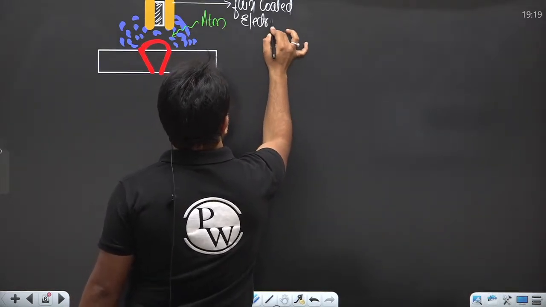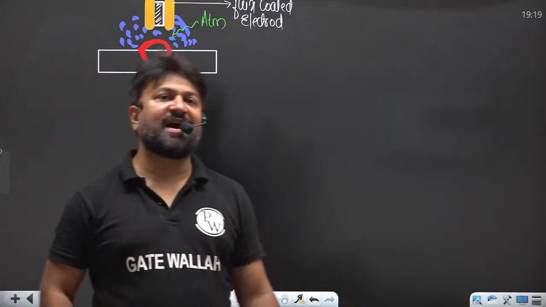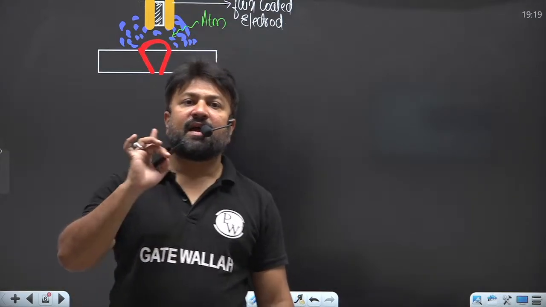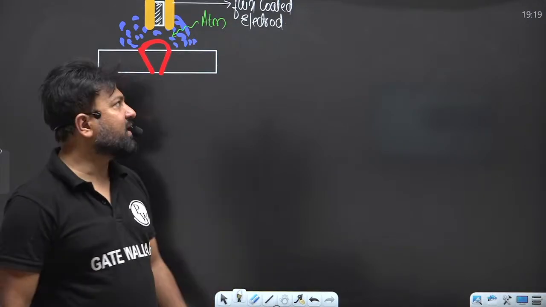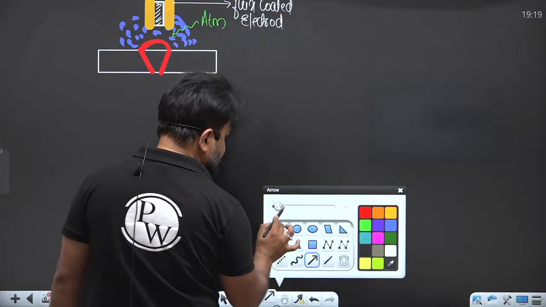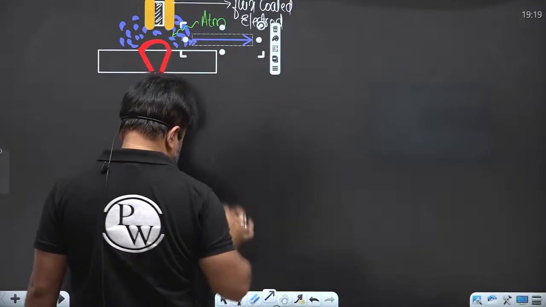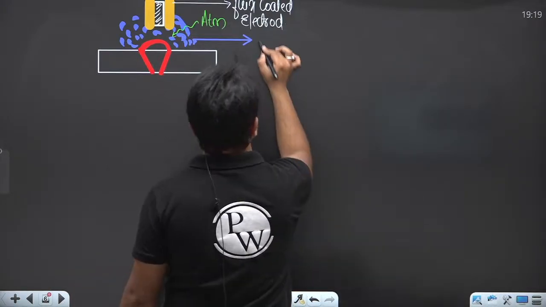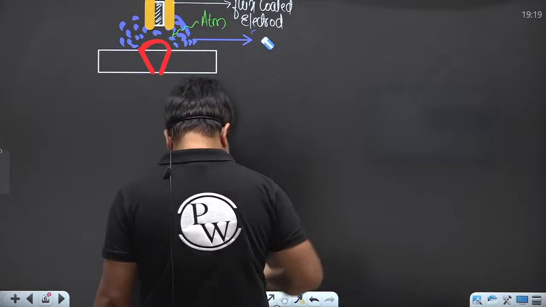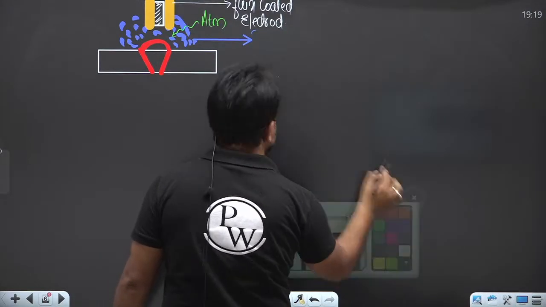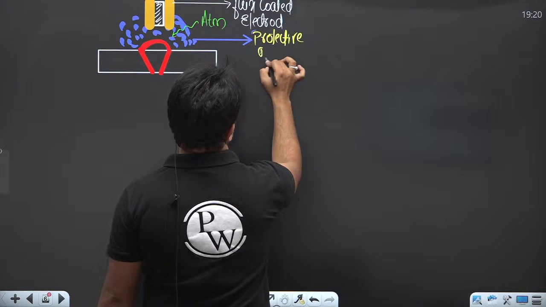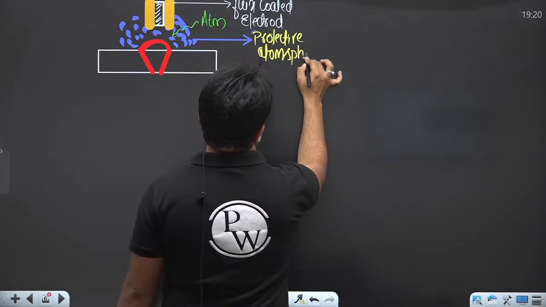The flux should be heavy. So a heavy flux coated electrode should be used here, so that it can produce a protective atmosphere, which protects the weld pool.